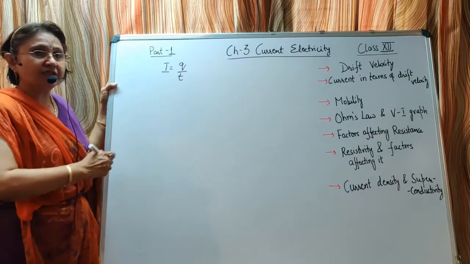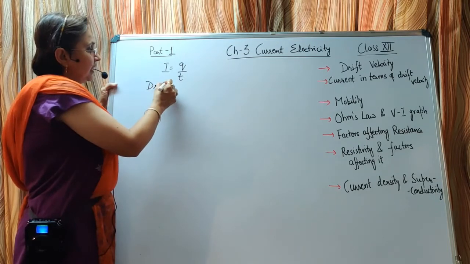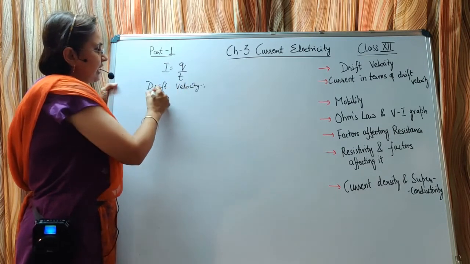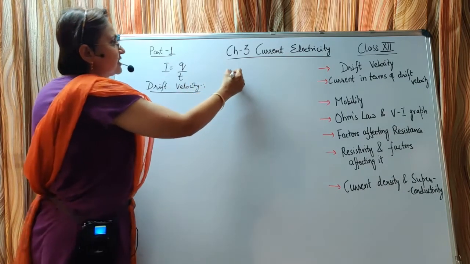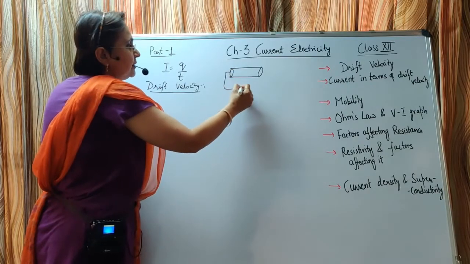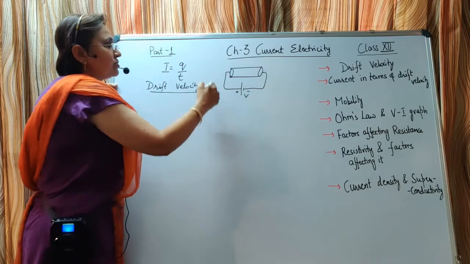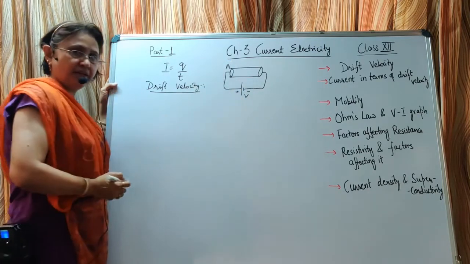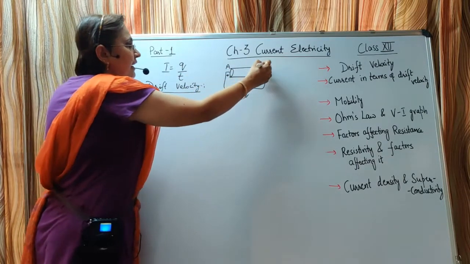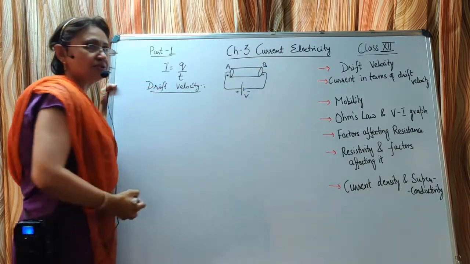Now let's start with the first topic, that is drift velocity. Let a conductor be connected to the terminals of a battery. Let this be the conductor which is connected to the terminals of a battery having a potential difference V. So this end of the conductor A becomes positively charged, whereas the end which is connected to the negative terminal of the battery becomes negatively charged.